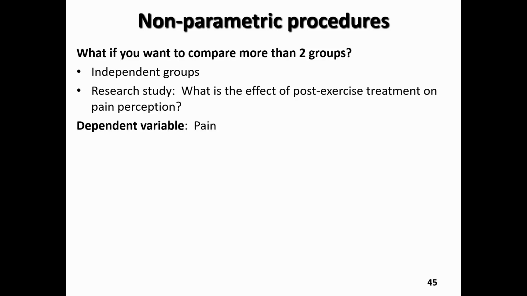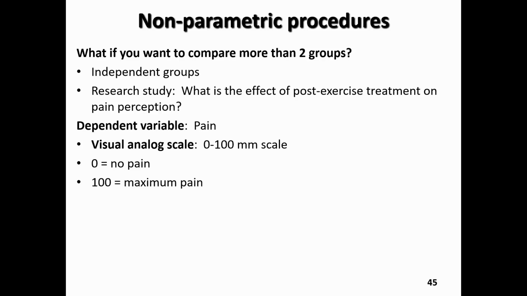perception. And so our outcome variable, our dependent variable, is a measure of pain, and we're going to measure this along what's called a visual analog scale. So it's a scale where individuals would rate the pain they experience after a bout of exercise along this particular 0 to 100 millimeter line, where a 0 would correspond to no pain and 100 would correspond to maximum pain. And the independent variable in this case is treatment.